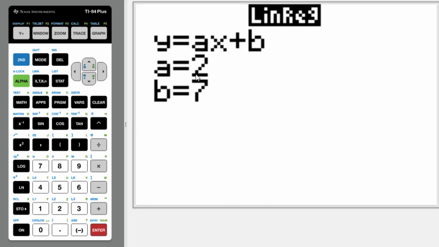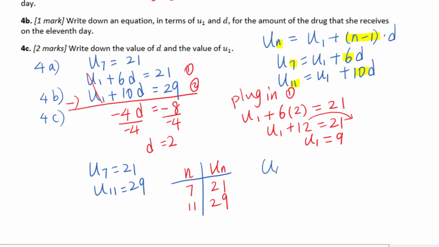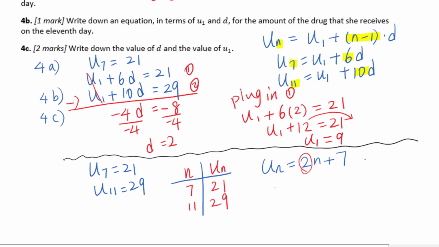This one gives you the general form of un. So un equals 2n plus 7. Remember this slope is a common difference, so d equals 2. Then you have to work out u1. u1 equals 2 times 1 plus 7 equals 9.